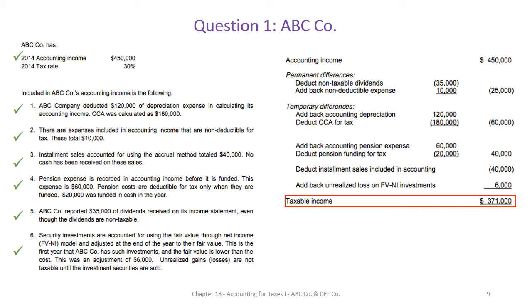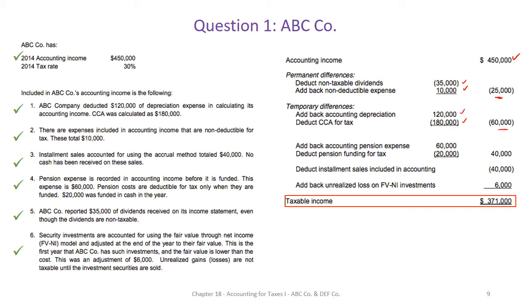So now once we take our accounting income and we add back our net permanent differences, so again we are deducting the non-taxable dividend, adding back the non-taxable expenses, then we move to our temporary differences, so our depreciation CCA, which further reduces our taxable income by $60,000.